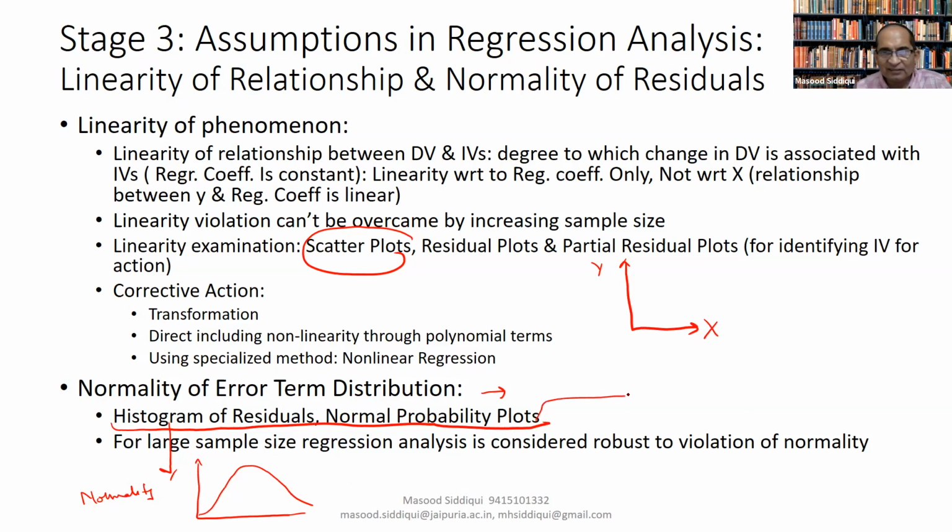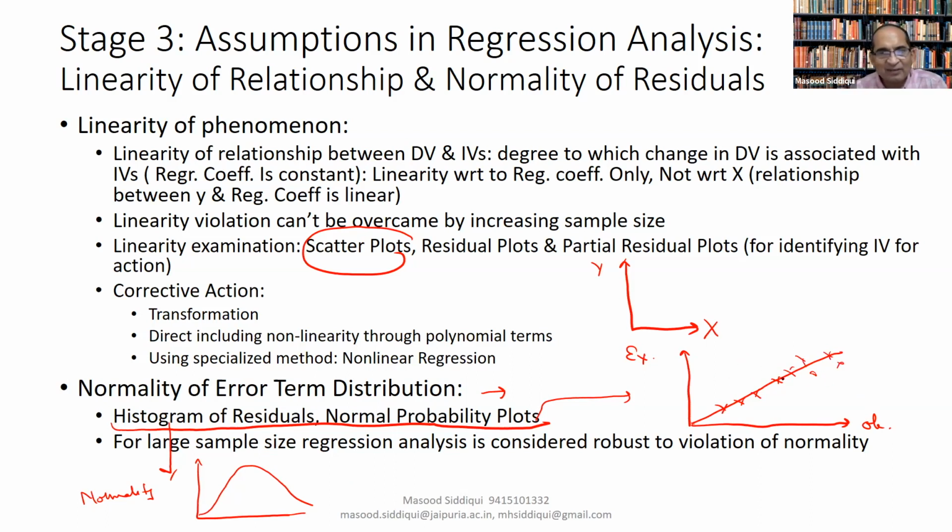And if you are considering normal probability plots, obviously normal probability plots are made using observed values on the y-axis and estimated or expected values on the x-axis. And if points are lying on the 45-degree line, meaning most of the points are near the 45-degree line, then we can say it is following the normal distribution.